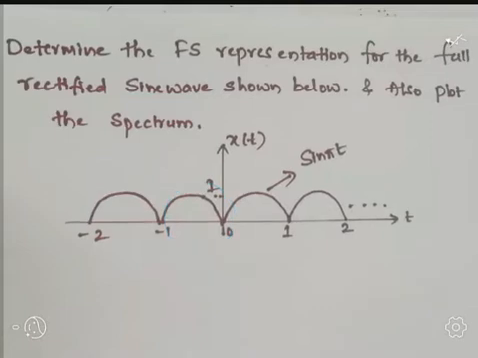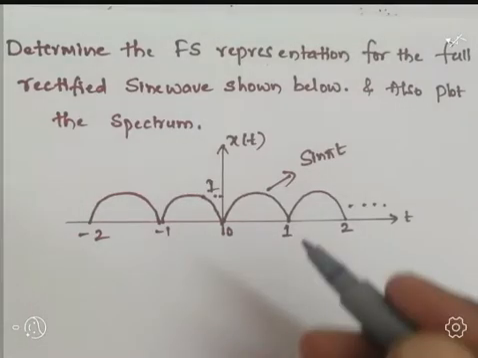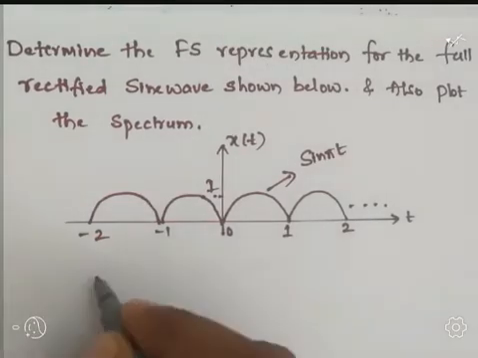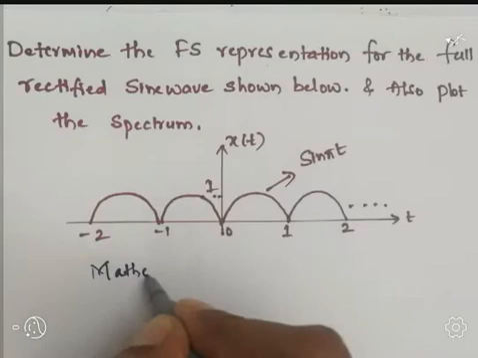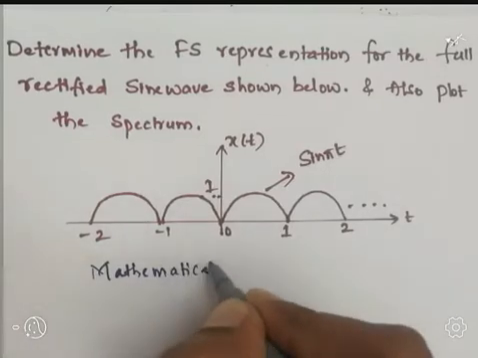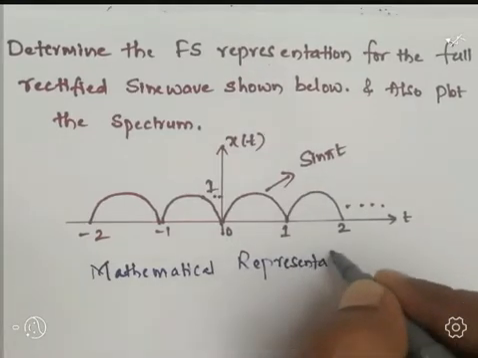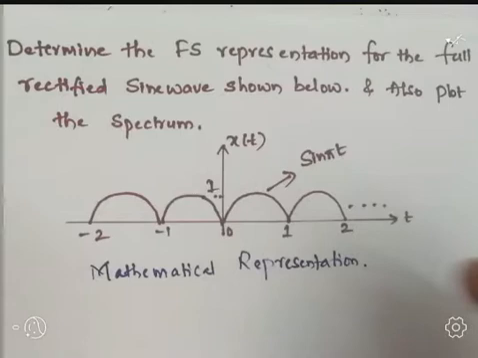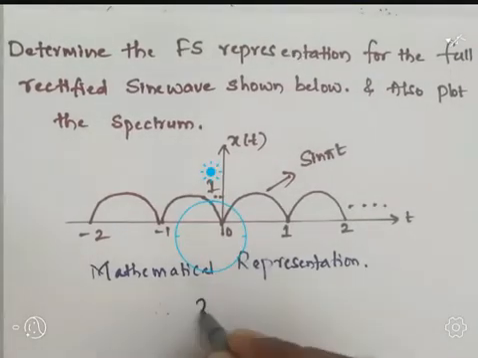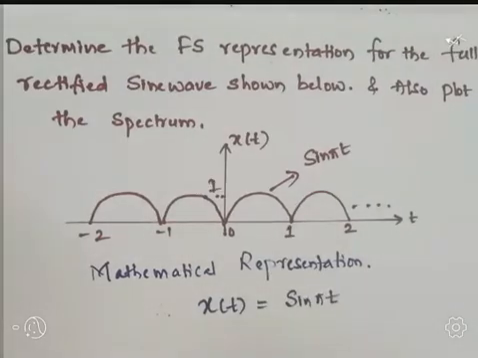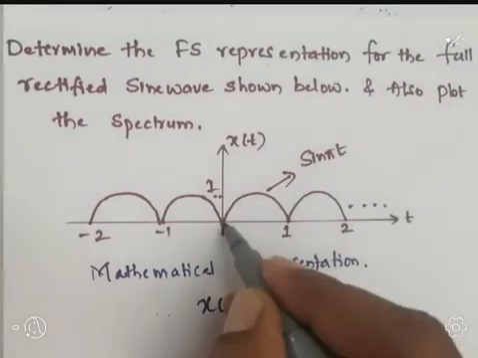Determine the Fourier series representation for the full rectified sine wave shown below and also plot the spectrum. So this is the given signal. First I am going to express the signal in terms of mathematical representation, that is sine of pi t, hence x of t equal to sine of pi t. So nothing but it is the one cycle.